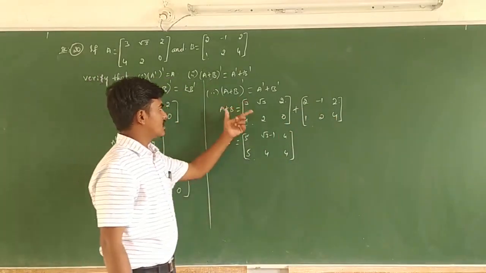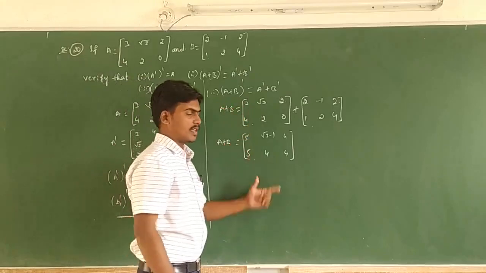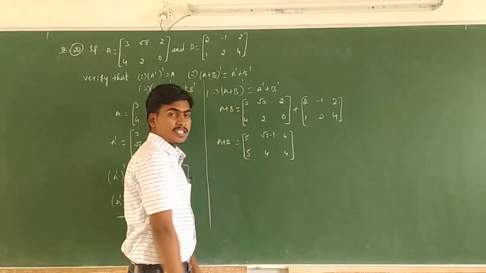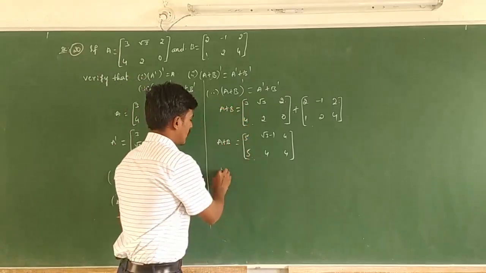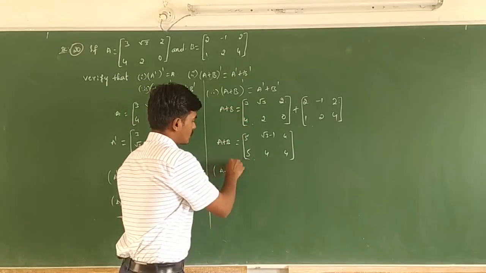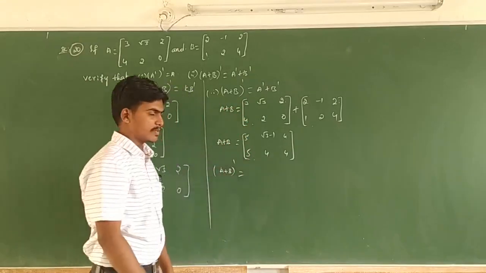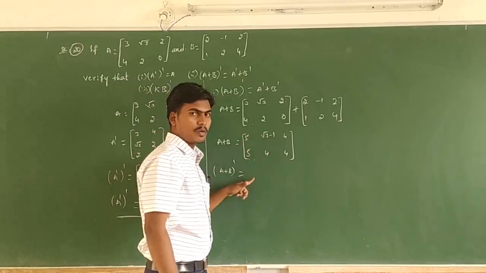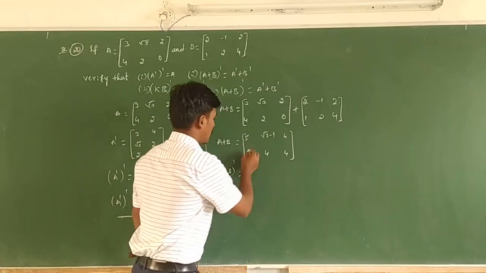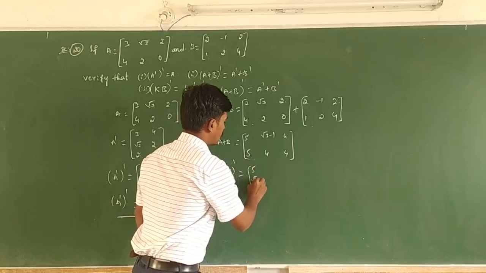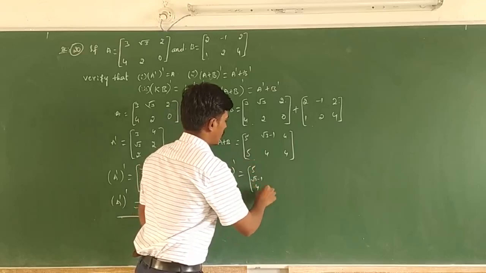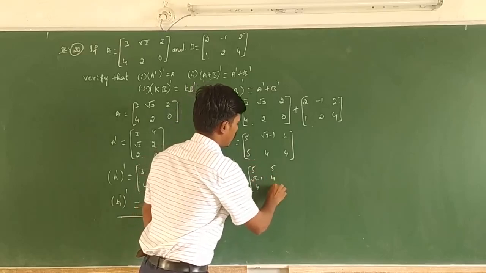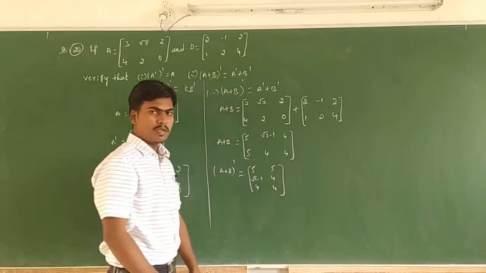When we added matrices A and B, we got a new matrix. To this new matrix, I apply the transpose operation. A plus B whole transpose is equal to, it means interchange of rows into columns. So what do we get? 5, root 3 minus 1, 4. Next 5, 4, 4. This is what? A plus B whole transpose.